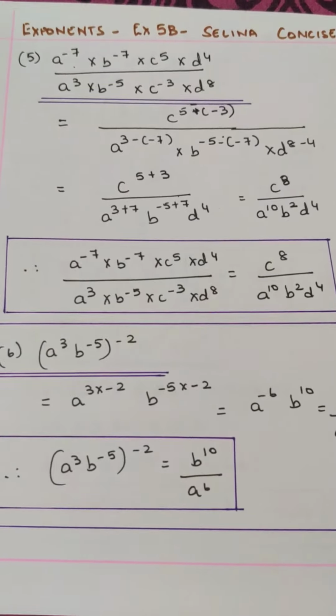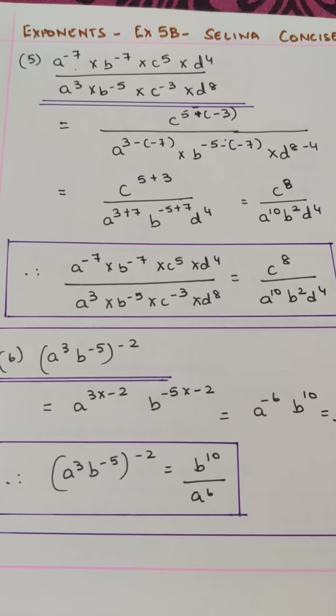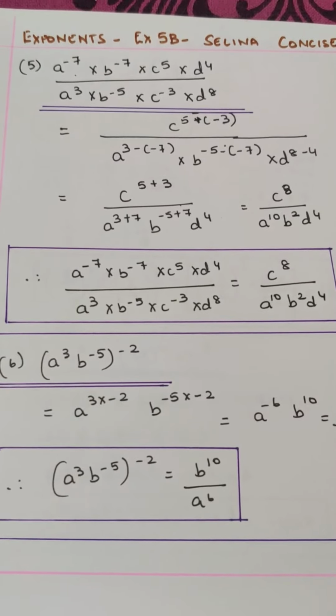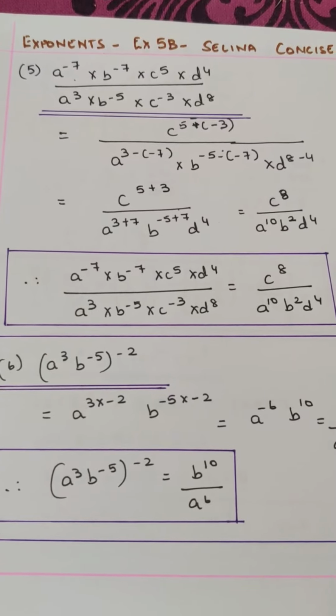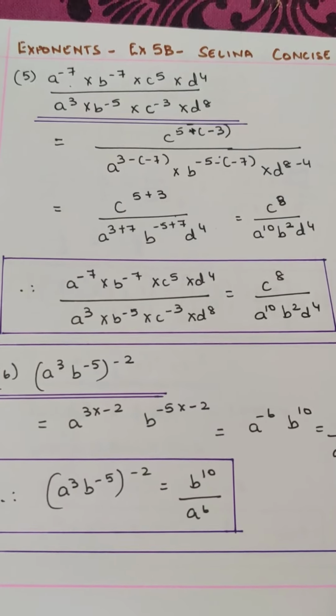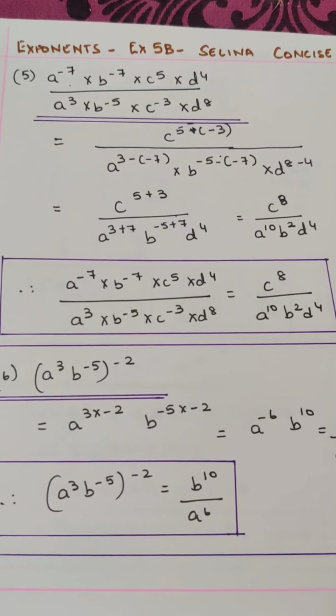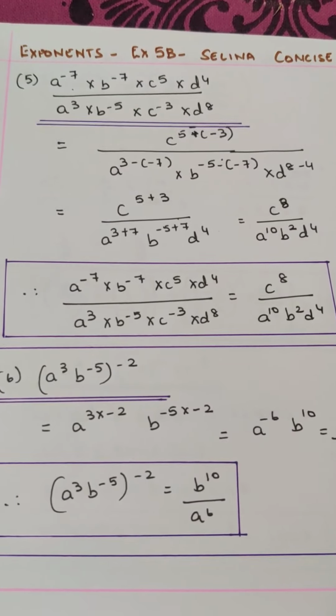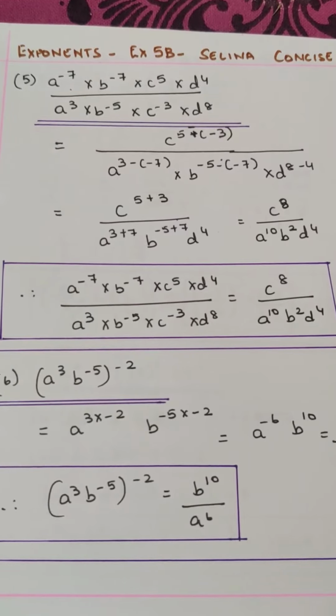On to the fifth sum: a to the power of minus 7 into b to the power of minus 7 into c to the power of 5 into d to the power of 4 divided by a cube into b to the power of minus 5 into c to the power of minus 3 into d to the power of 8. Pretty simple, guys. It's just the quotient law and we get the answer easily.